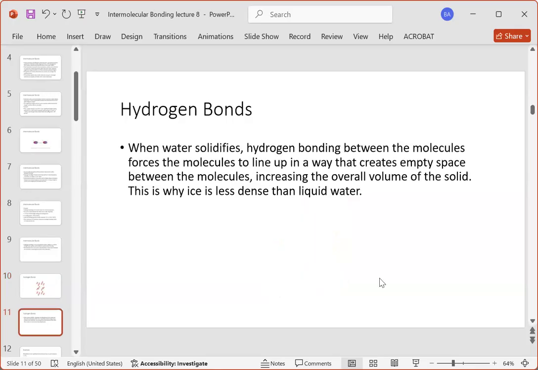So when water solidifies, hydrogen bonding between the molecules forces the molecules to line up in a way that creates empty space between the molecules, increasing the overall volume of the solid. This is why ice is less dense than liquid water. The hydrogen bonding forces them to line up, and when they line up, they create a big hole between them. That is all the result of the hydrogen bond.